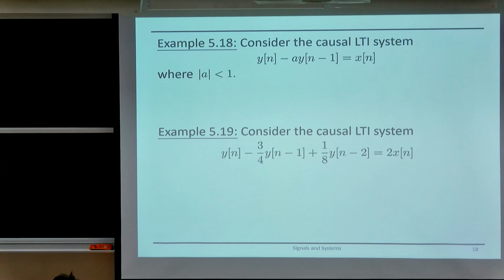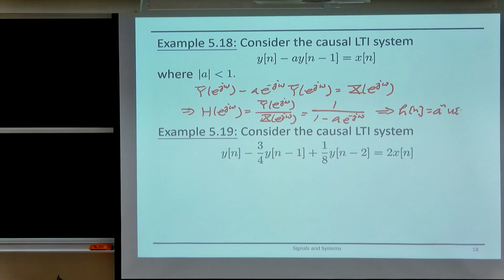Okay? So with a frequency response that looks like this, this we're very familiar with. We know that the time domain impulse response will be this decaying exponential a to the power n u[n]. So again, see example 5.1 for this inverse transform.